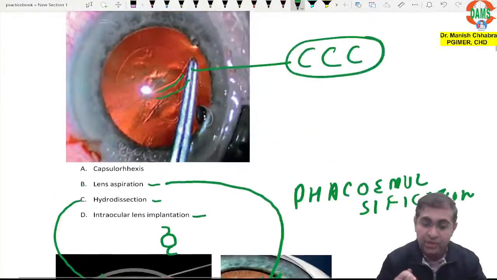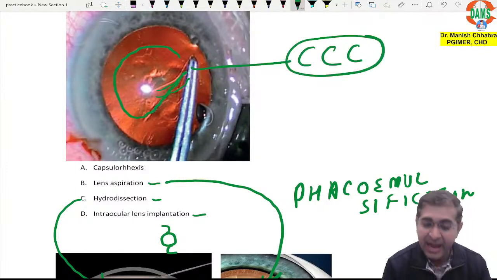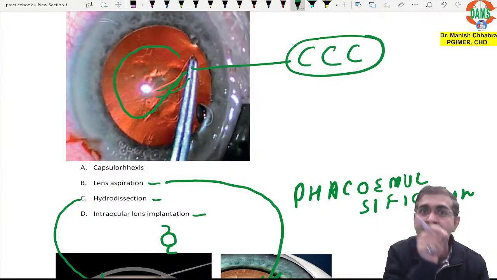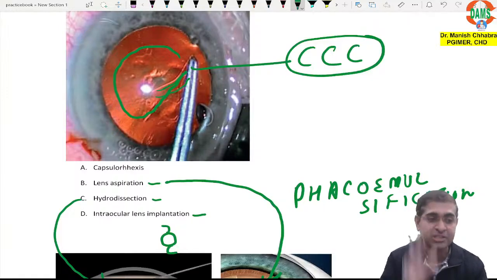But here you can clearly see that this flap is being created. Yes, and it is being created with the help of the capsular axis forceps. So the doctor is holding the capsular axis forceps.